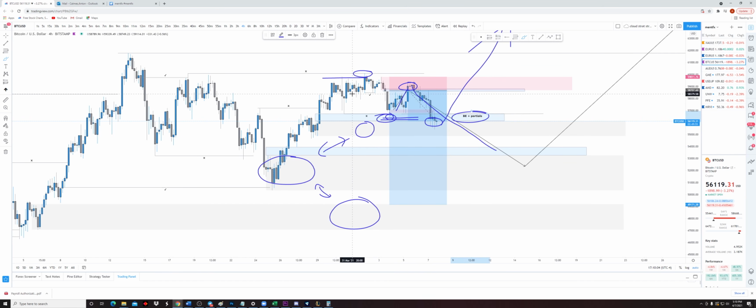Now, that said, this is a 4-hour chart. If I had gone and found a trade in here on a 15 or 5 minute, this same partial would have been a 1 to 10, 1 to 20, or a much higher partial.